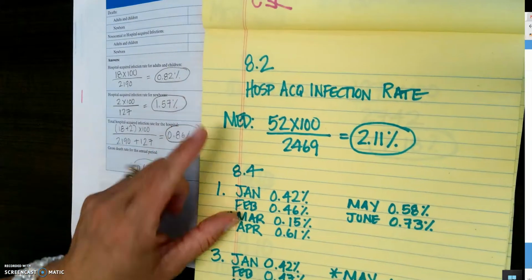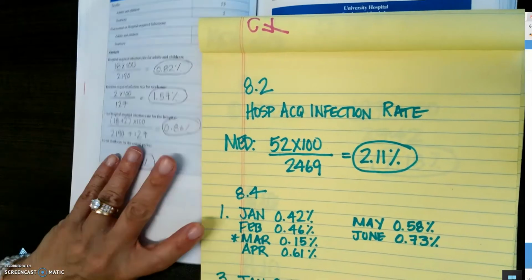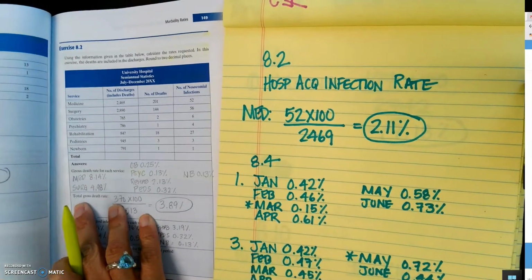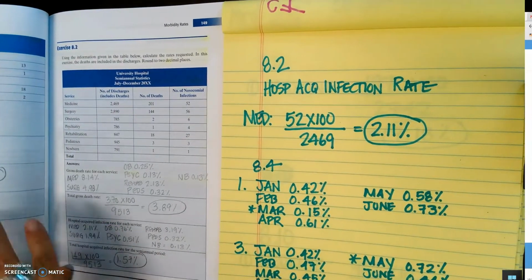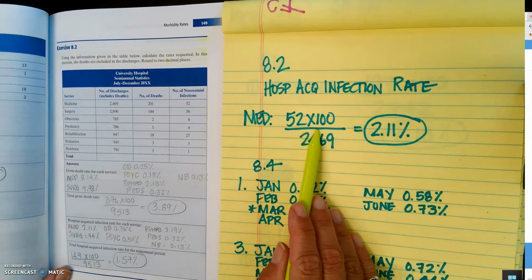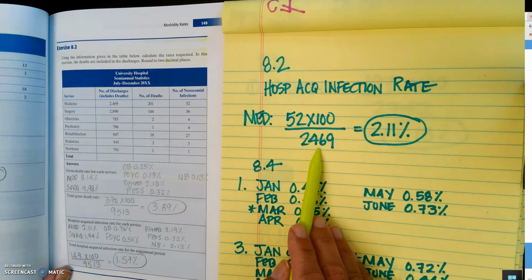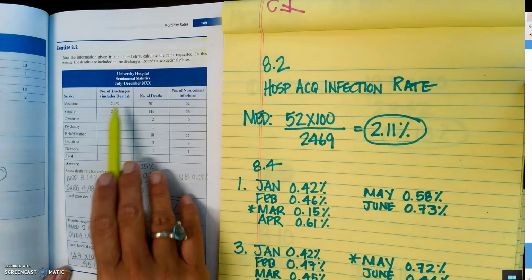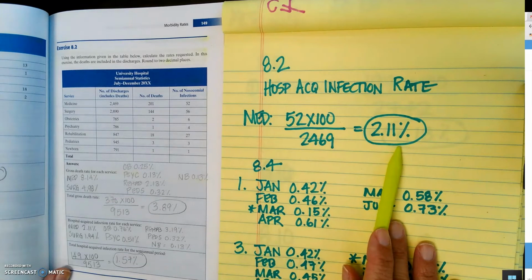Here's how you work the first one, the medicine service. So let's take a look at that. If we're taking a look at our table of information, our formula told us that we need the total number of nosocomial infections multiplied by 100 over the total number of discharges. So I pulled the infections, the discharges. When you calculate it out, it's 2.11%.